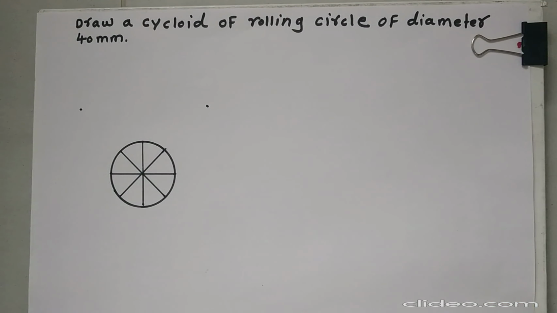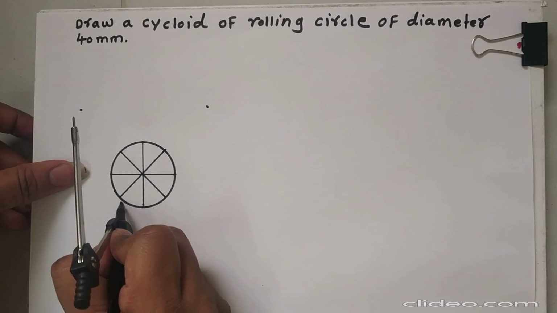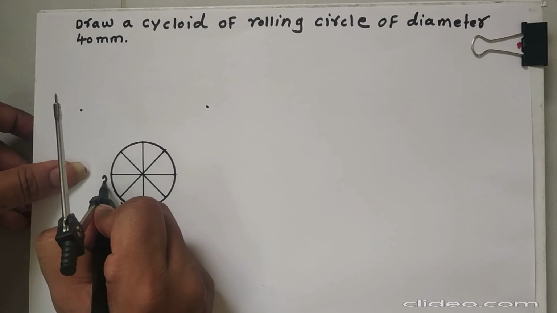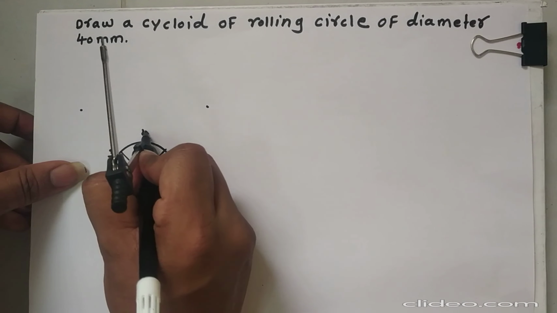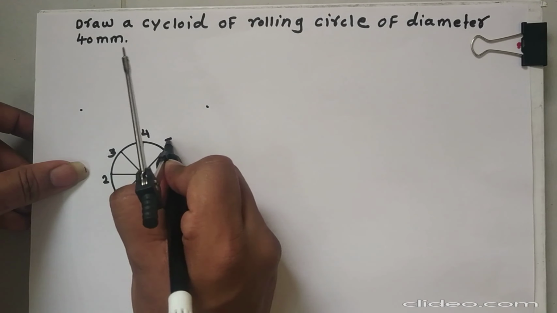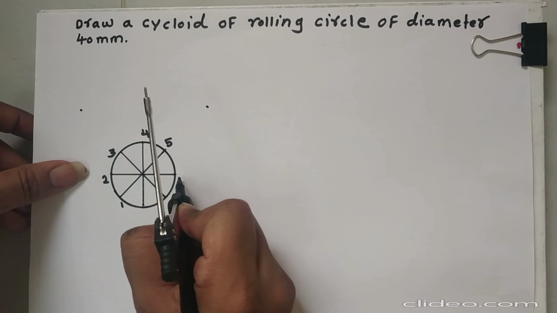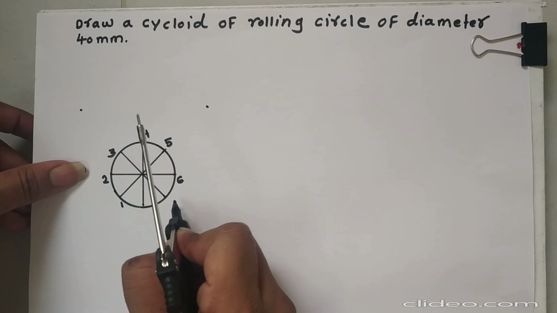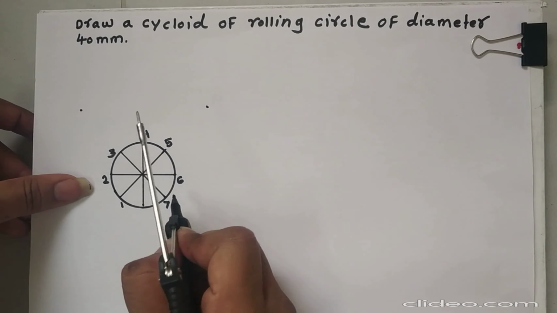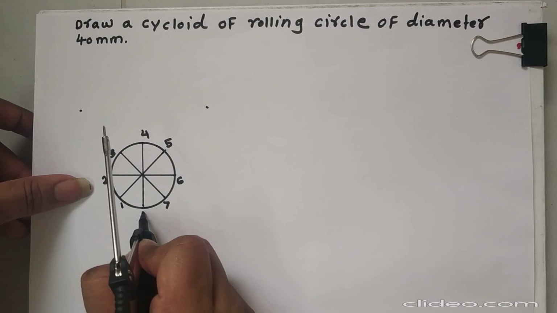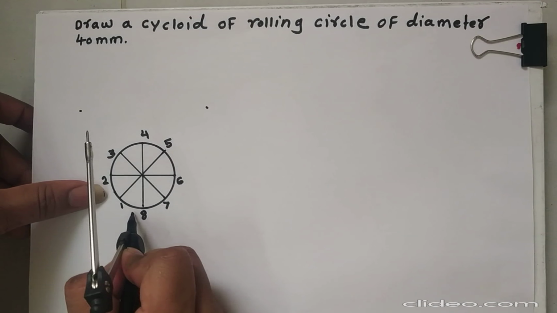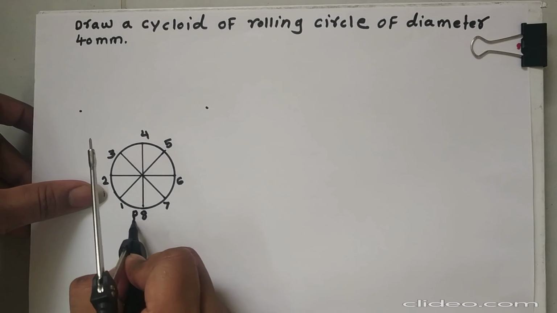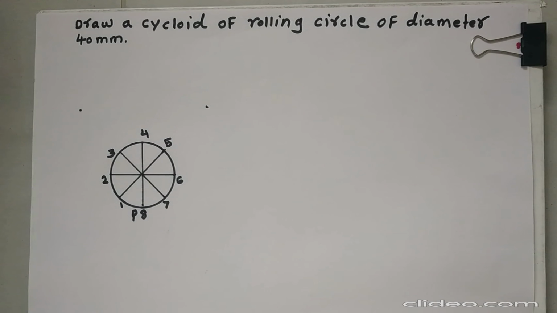Next we need to name these points. This is point number 1, this is point number 2, this is point number 3, this is point number 4, this is point number 5, this is point number 6, this is point number 7, and this is point number 8. Point number 8 is also called P.